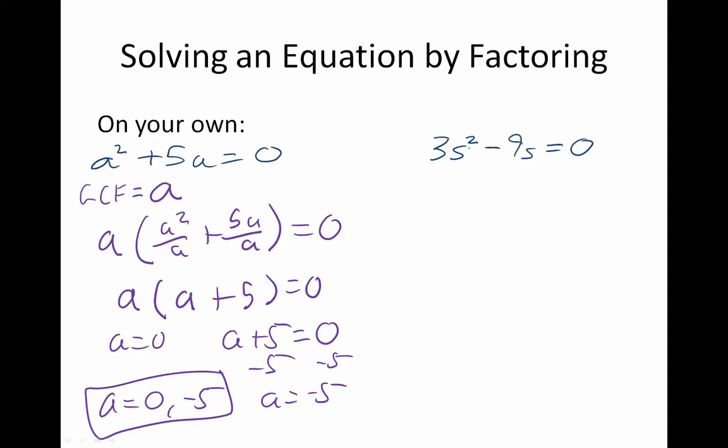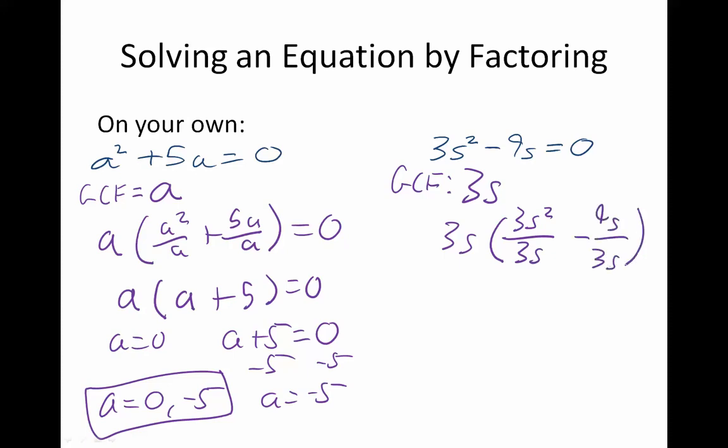All right, number 2 here. We have 3s squared minus 9s equals 0. Greatest common factor first. We have a 3 and we have a 9. So that's the 3. This is the greatest common factor there. We have an s squared and an s. So s is the greatest common factor. So that's what I'm going to factor out, which means I'm then going to go into that expression and divide everything by 3s.